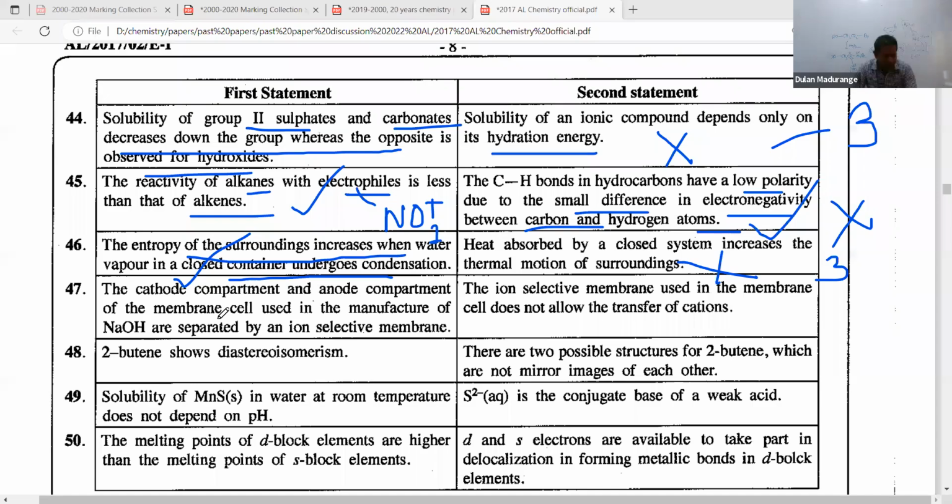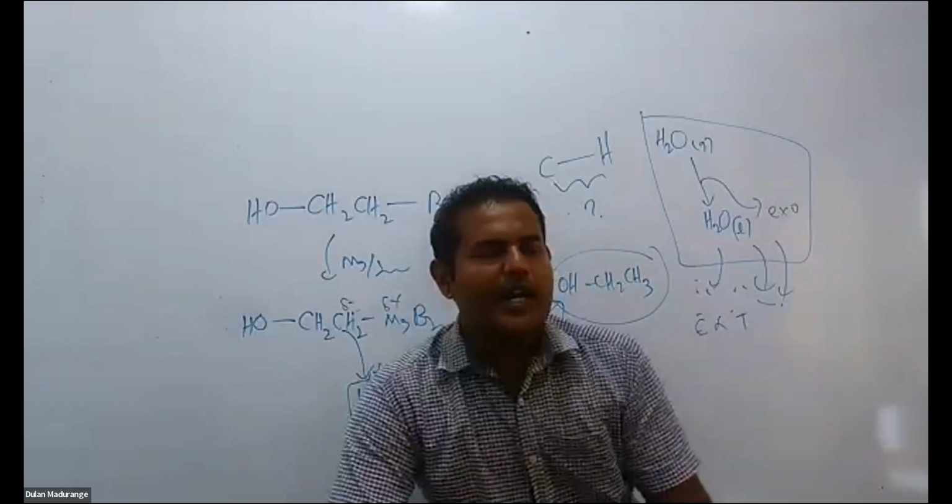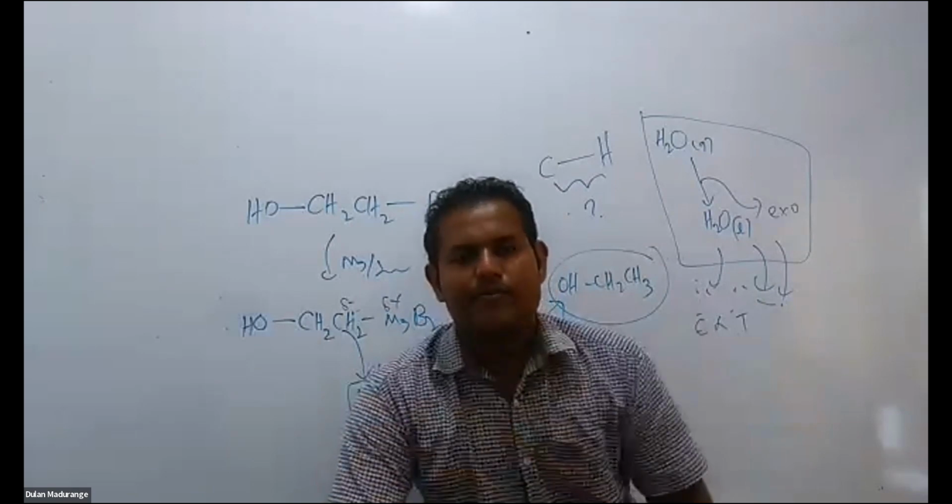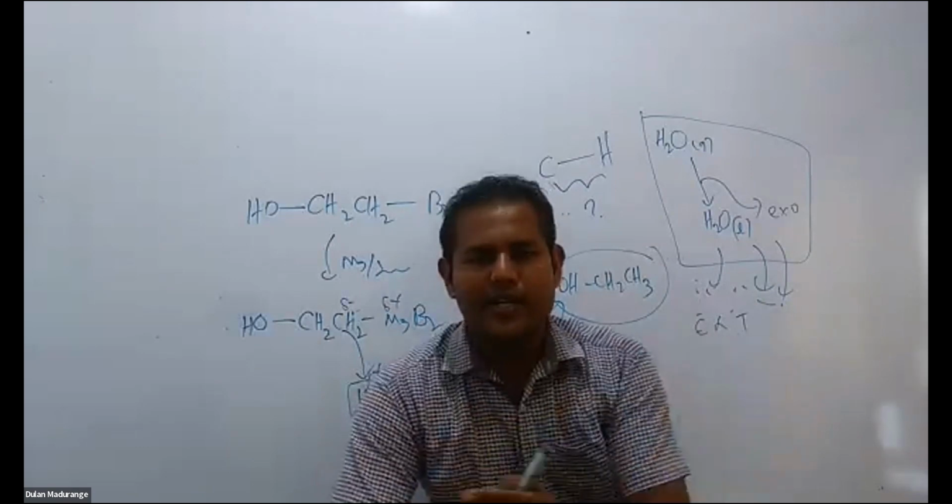ඒ ගැන තමයි කියලා තියෙන්නේ. ඊට පස්සේ question number 47 එකේ කියන්නේ answer number 3 කියලා. ඒකෙත් first එක correct, second එක incorrect. First එක correct වෙන්නේ cathode compartment and anode compartment of membrane cell, sodium production industrial manufacture cells separated by ion selective membrane. හරිනේ, membrane cell method එක. Ion selective membrane used in the membrane cell does not allow the transfer of cations. ඒක වැරදියි. ඔය membrane එකෙන් කරන්නේ anode එකේ තියෙන sodium ion cathode එකට යවන එක. ඉතින් එහෙම කියන එක වැරදි.